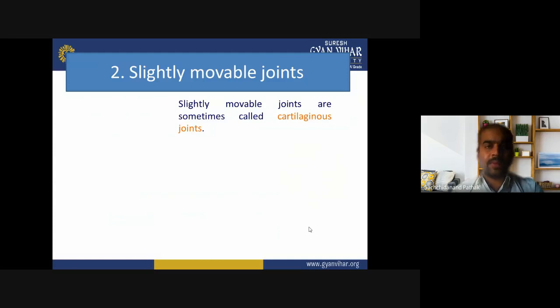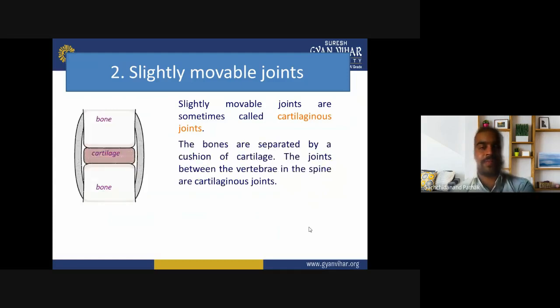The second type, as we consider, is the slightly movable joints. Slightly movable joints are sometimes called cartilaginous joints. Those joints that can move a little bit are made up of cartilage. Now we know cartilage provides strength, provides support, and makes a cushion-like structure, so the bones cannot rub. The bones are separated by a cushion of cartilage.